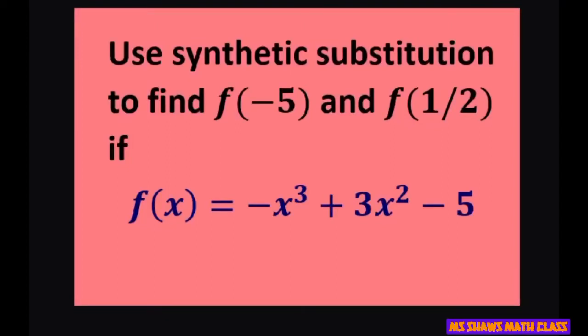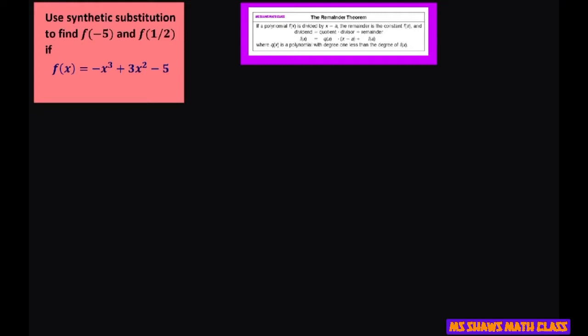Hey everyone, we're going to use synthetic substitution to find f of -5 and f of 1/2. And here's our function that we're going to use. So basically what we're trying to do is find our remainder when we plug this in. So the first thing I'm going to do is use synthetic division.